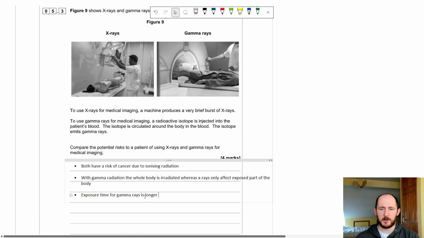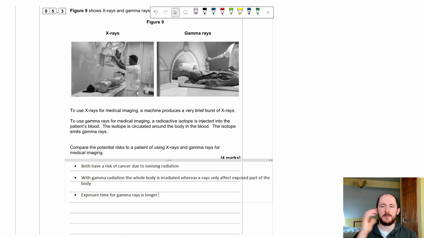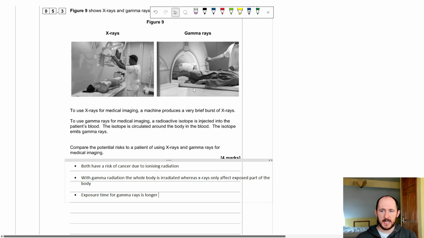The reason why I say the exposure time for gamma rays is longer is this procedure here takes a hell of a lot longer. Again, when you do that dental scan, if you've ever had an X-ray before, it is extremely quick. We're talking about seconds. Like the dentist or the doctor will leave the room, flash, done, that's it. Whereas with this machine here, it takes an image over a much longer time scale.